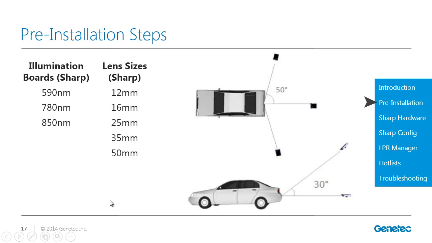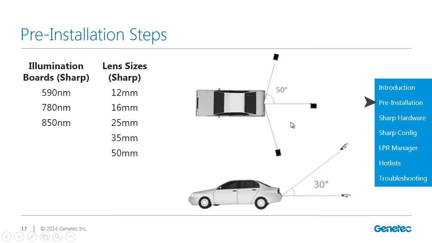Another thing to bear in mind when doing the site survey is the location of the camera. The camera should be mounted in a place where we can get the best angle to read the plate. So as we can see from the two diagrams here, the reading angle of the plate should be within 30 degrees of horizontal for the height, and should be within 50 degrees from the back of the vehicle on each side.